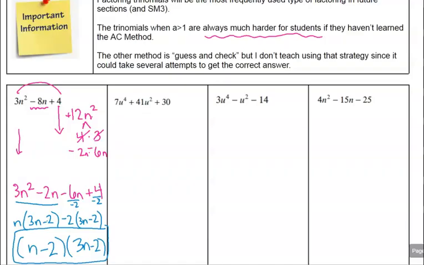All right, so let's look at the next one. We do have a higher power, but we can still get that done. So we multiply, I would get 210 u to the 4th.